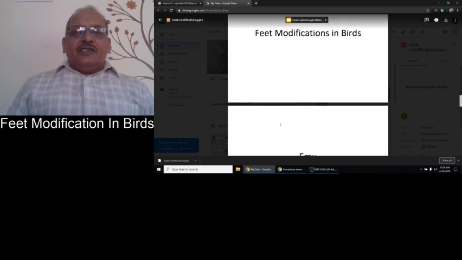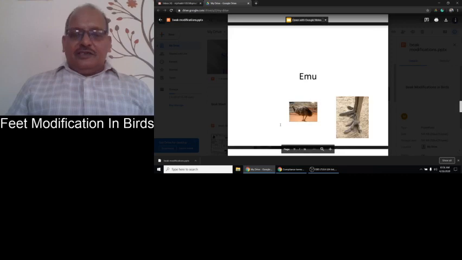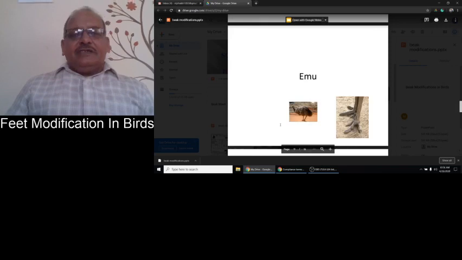The first modification is called the running type of feet, or running modification, found in birds like emu and ostrich. It shows three toes. All the toes are in the forward direction, out of which two toes are longer and one is somewhat short, which gives the speed of walking and running.